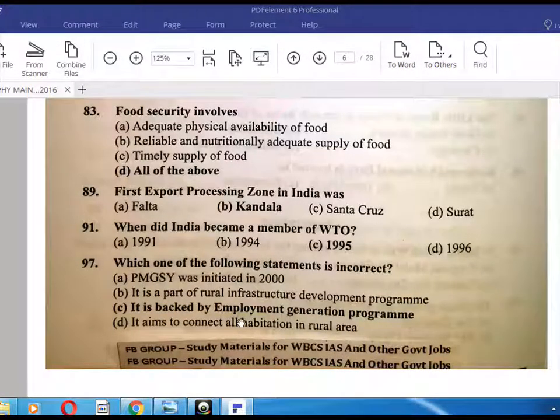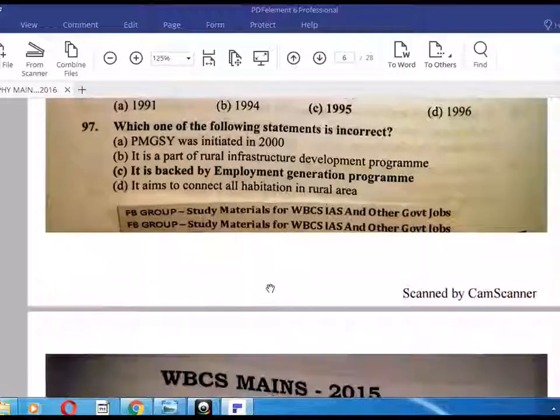It is backed by the Employment Generation Program, but others are correct. PMGSY was initiated as a part of the rural infrastructure development program. It aims to connect all habitations in rural areas.